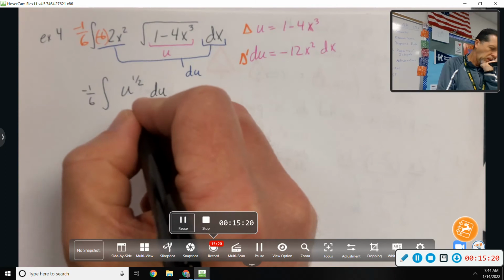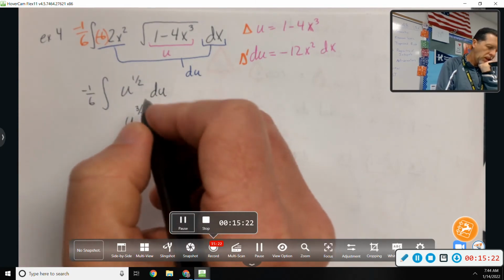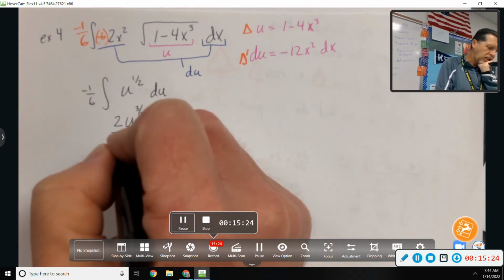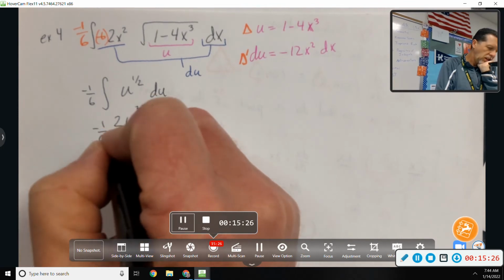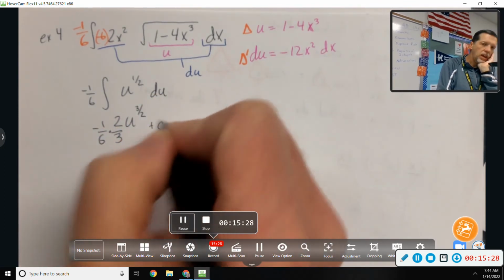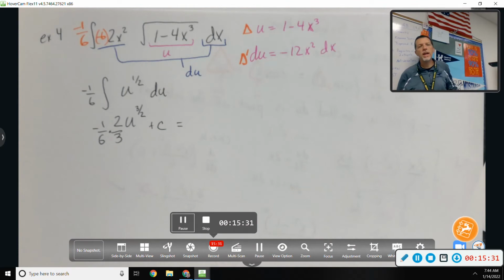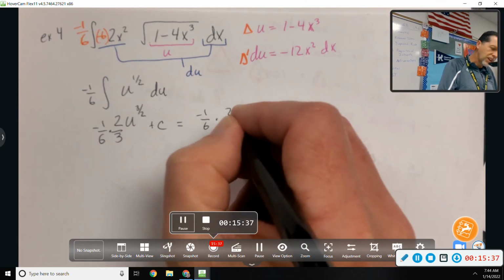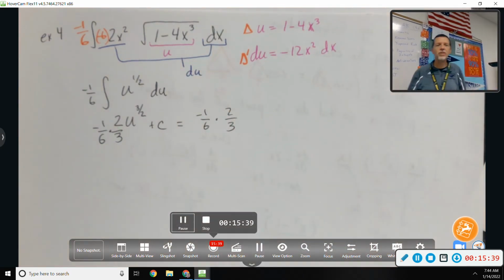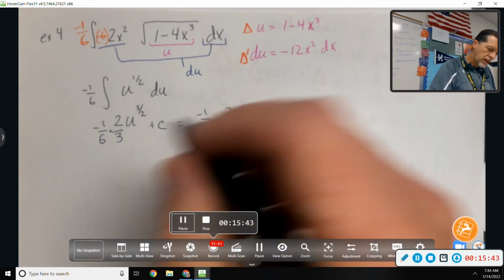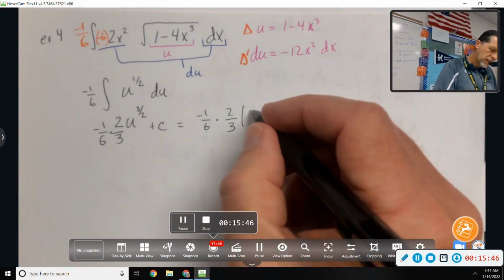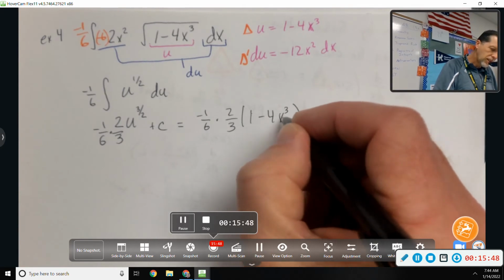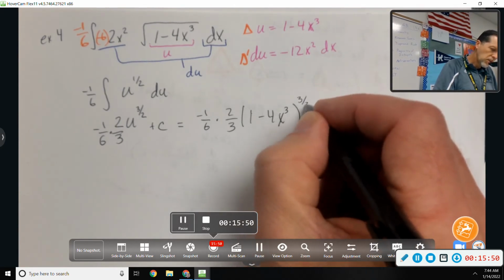So up the power by 1, divide by 3/2. And I guess just to emphasize the safe stop nature, and maybe I don't want to risk canceling the wrong things or multiplying wrong, I can just leave those fractions together. And then I need to put u back in: 1 minus 4x cubed to the 3/2 plus c.